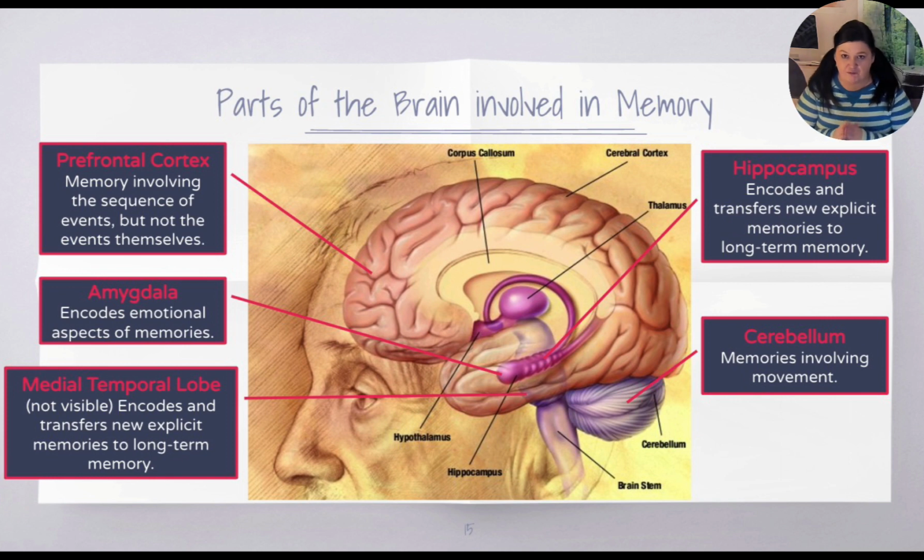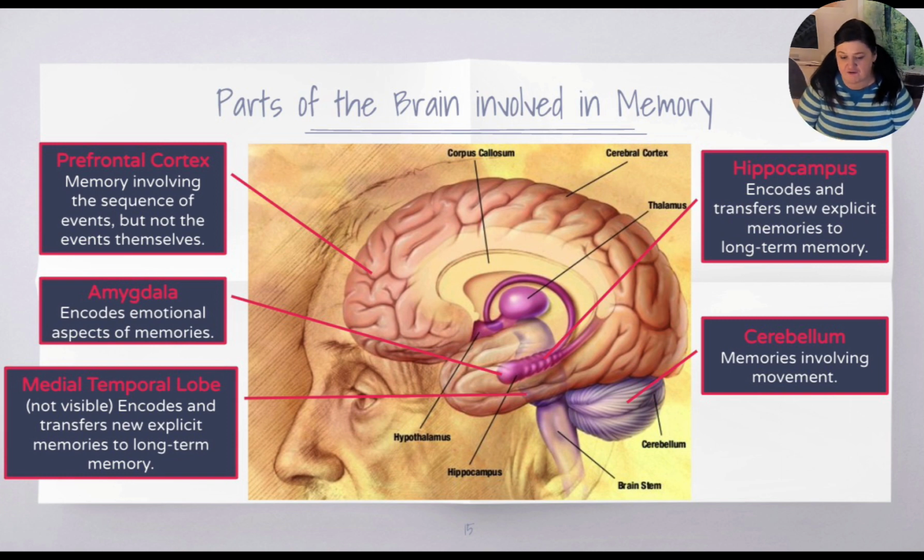The amygdala, we know, deals a lot with emotions, okay? So it's going to be where all our fight or flight or fear responses are stored, okay? So our amygdala helps us to encode emotional aspects of memory. Those emotions that you're feeling during the making of an emotional flashbulb memory, for example, okay?